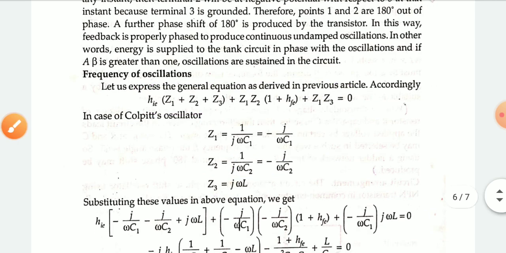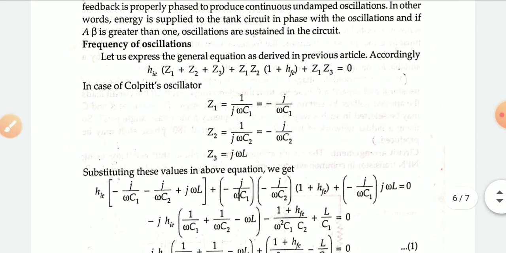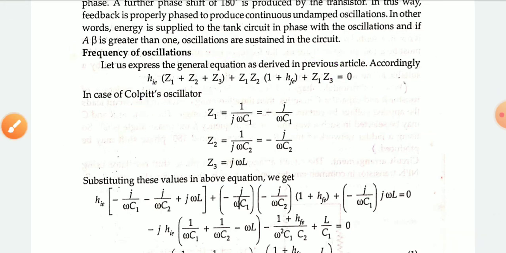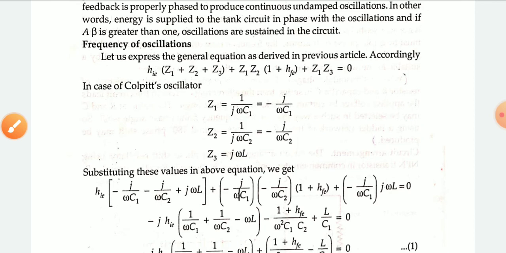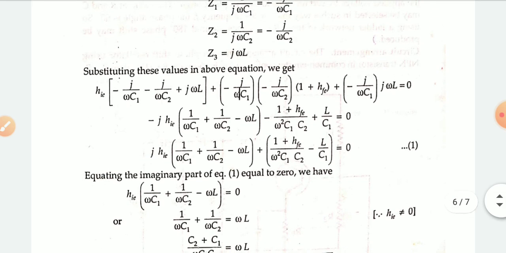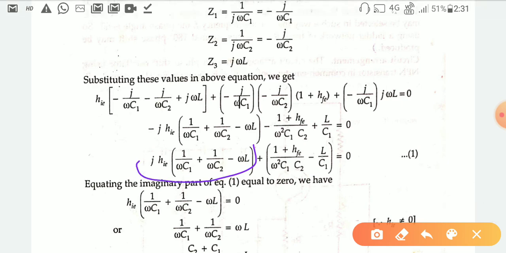If you put the individual values in this generalized expression, then this expression can be rewritten as real and imaginary parts. From the imaginary part you can identify what kind of frequency it can generate, and from the real part you can identify what kind of condition you should fulfill by which the oscillation can be maintained. So initially we check what kind of frequency can be generated by the Colpitts type of oscillator.